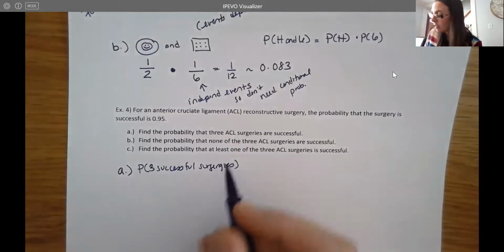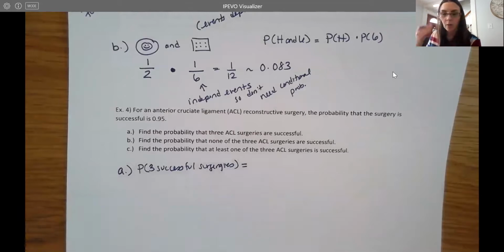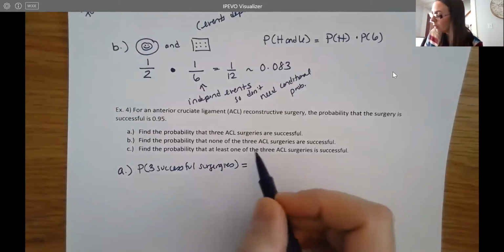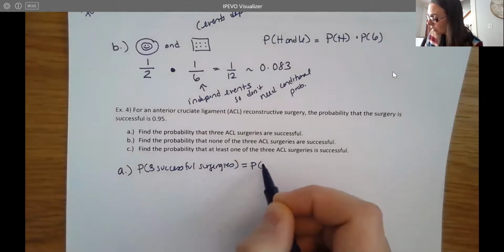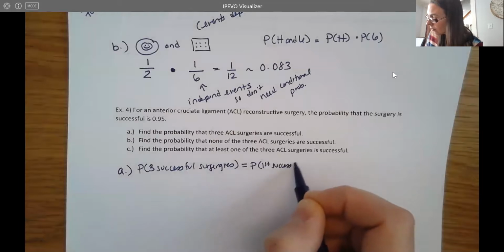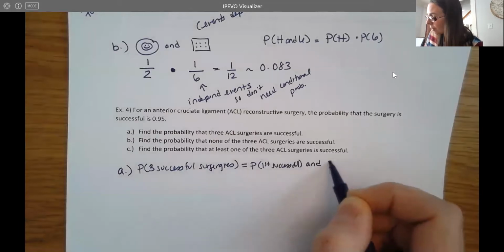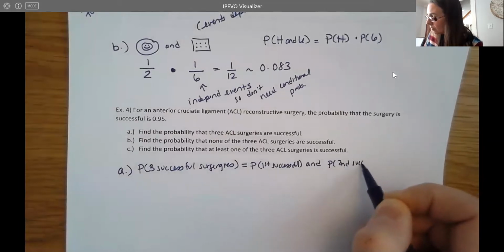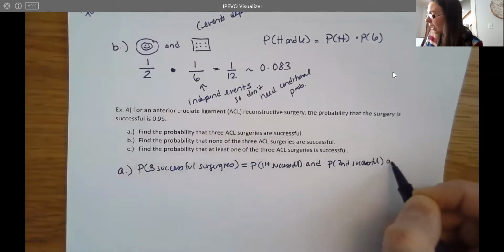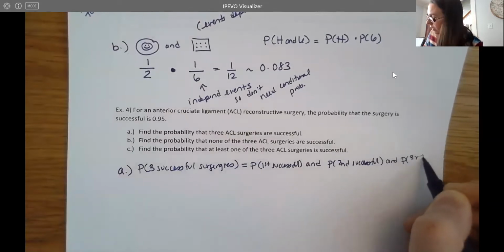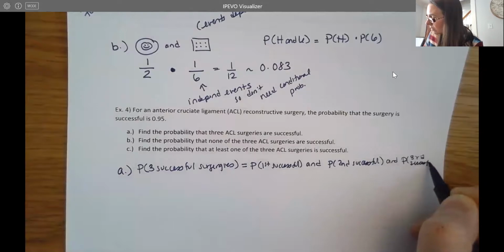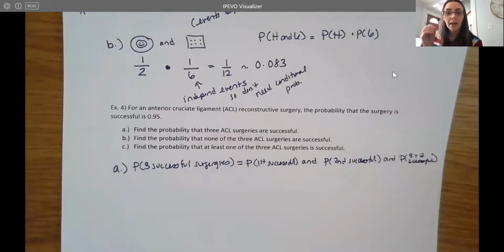So think about this. This is actually an and statement, even though we're not using that word and, because what's happening? We want the probability that the first one is successful and the probability that the second one is successful and the probability that the third one is successful, right? So although I'm not using the word and here, I want the probability of 3 successful surgeries. That means the first and the second and the third all have to be successful.